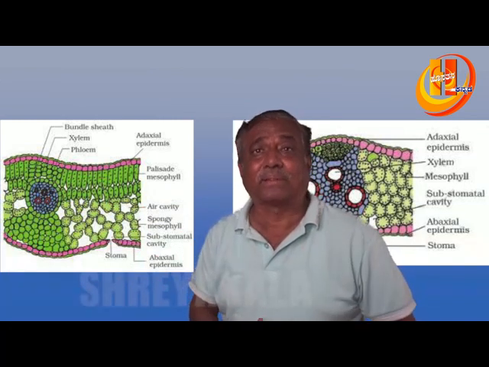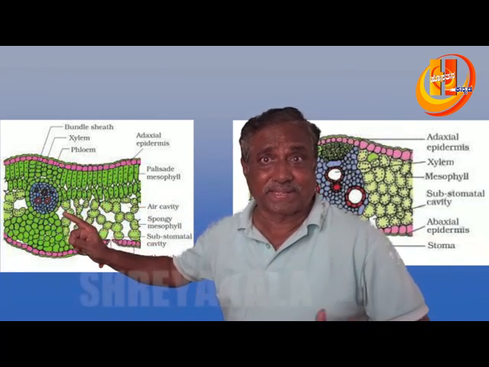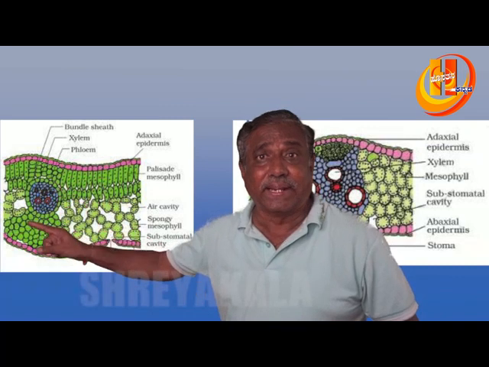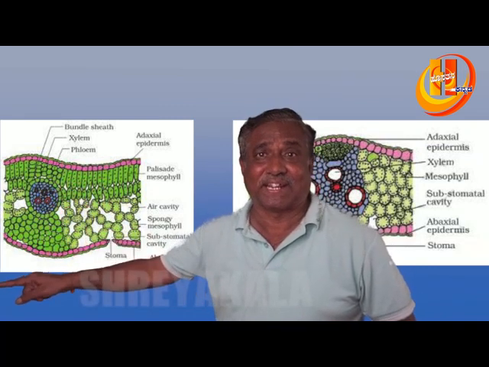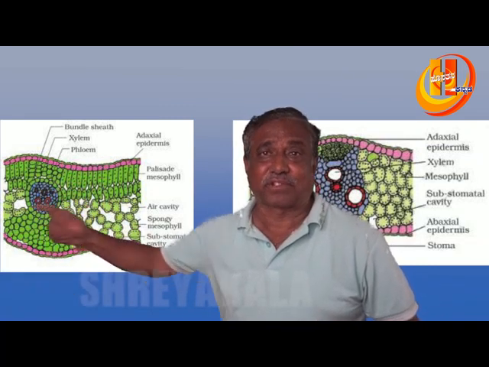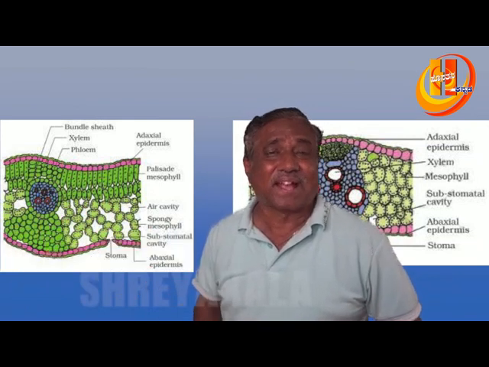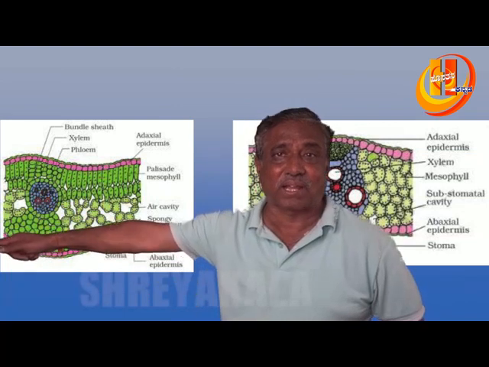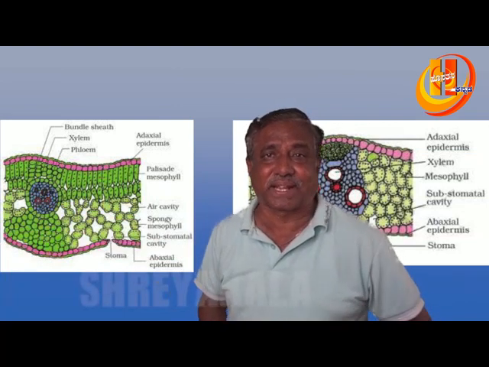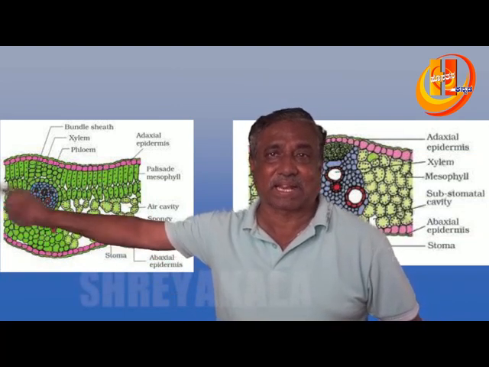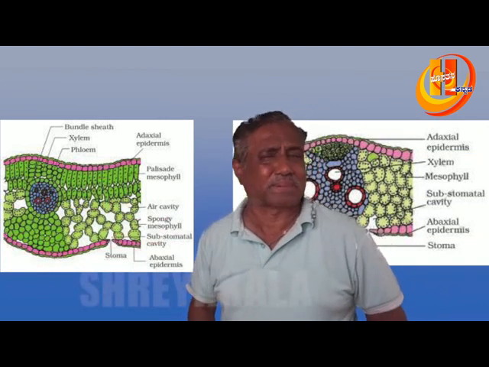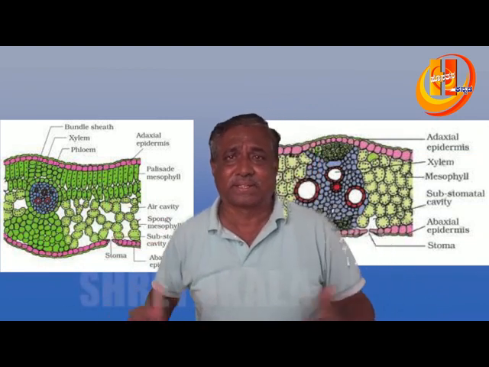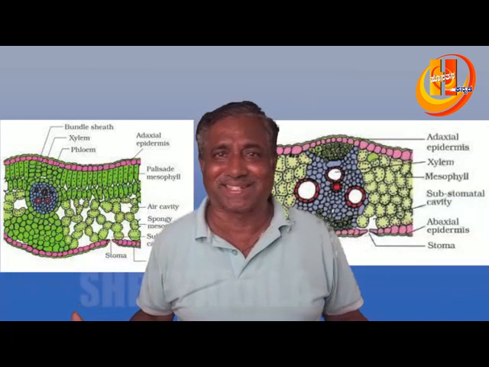So once again, the differences: it is the hypostromatic leaf, here the amphistomatic leaf. Mesophyll is differentiated, mesophyll is undifferentiated. Bundle sheath extensions are composed of parenchyma, bundle sheath extensions are composed of sclerenchyma. Motor cells or bulliform cells are absent, motor cells or bulliform cells are present. These are the major differences between the dicotyledonous leaf and monocotyledonous leaf.